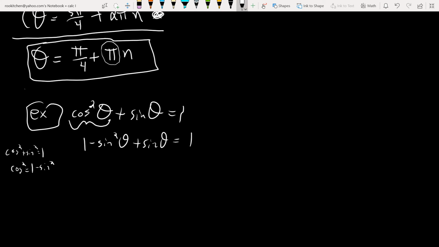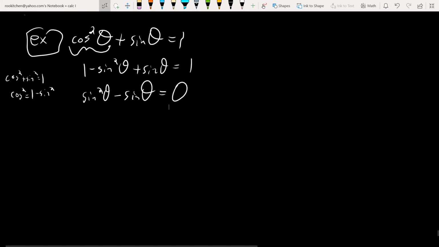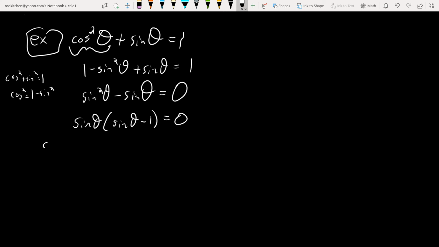And we want to get it set equal to 0 so we can factor it. So I'm going to add the sine squared to the other side, subtract sine over, and then 1 minus 1 will be 0. And then you treat it like a quadratic. You're going to factor it. Here we can factor a sine theta, and we'll have sine theta minus 1. And then you set each part equal to 0.